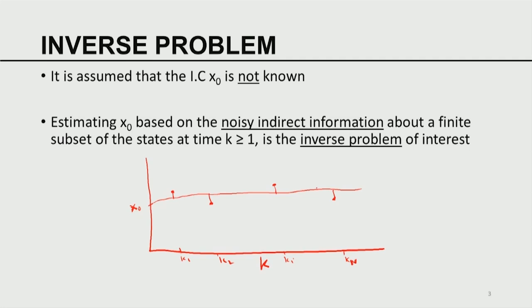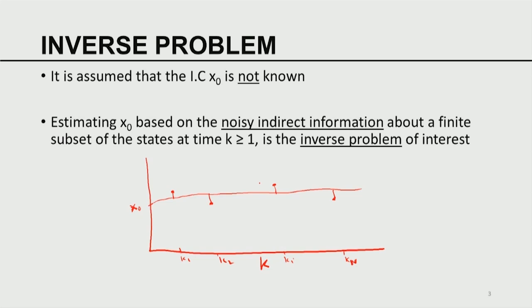You can readily see the sum of squares of errors is a function of x naught, because once x naught is given, the solution is given for all time. Therefore, our job is to adjust x naught such that the solution calculated from x naught best fits the observations, in the sense that the sum of the squared errors is the minimum. So that's the inverse problem of interest. That means, given information about the solution at times k greater than 1, I would like to infer the state at time 0, starting from which the solution best matches the observations given.